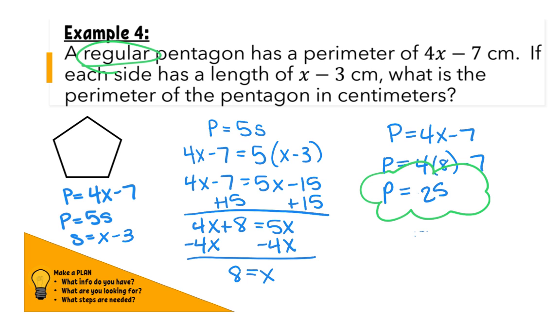So when I created my equation, I set the value of the perimeter, 4x minus 7, equal to 5 times the side length. Solving for x, I received the value of x equals 8. However, going back to what the question actually asked you for, it asked you for the perimeter of the pentagon. So you had to take that 8, substitute it into your perimeter equation to find that the perimeter was 25 centimeters. I almost forgot my units. How dare I? All right, we have, I believe, one more example. Let's try this one out.